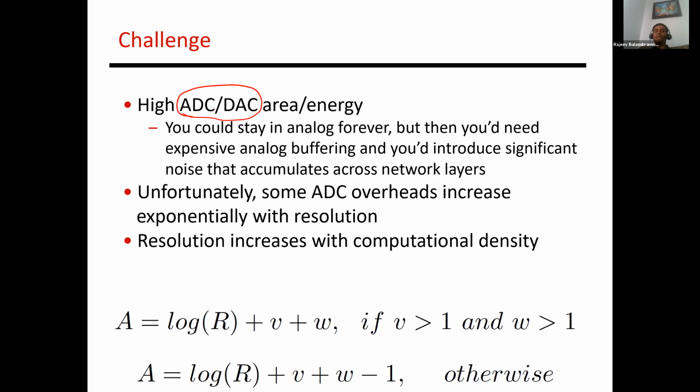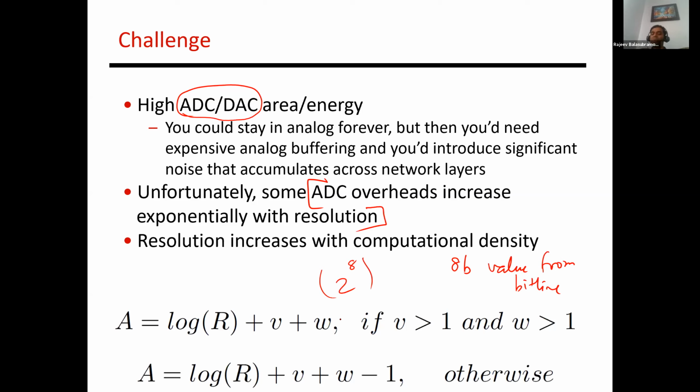And it also turns out that the resolution of the ADC really adds to the overheads, right? And so the ADC overhead increases exponentially with resolution, right? What that means is if I'm trying to extract an 8-bit value from the bit line, the complexity is going to be order 2 to the 8. And similarly, if I want to extract a 9-bit value, that's going to be twice as much in terms of energy and in terms of area, right?